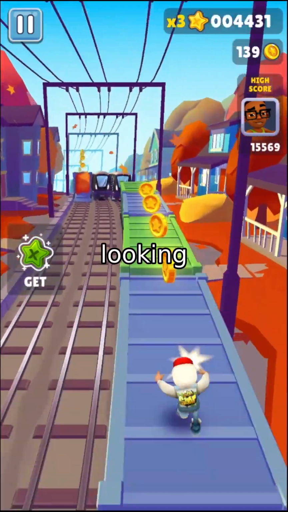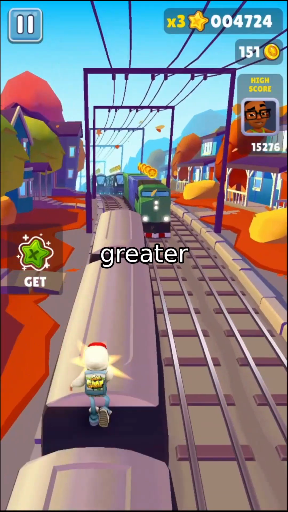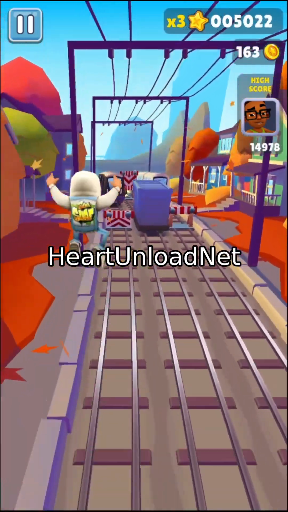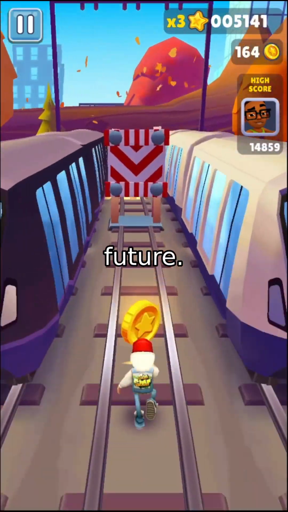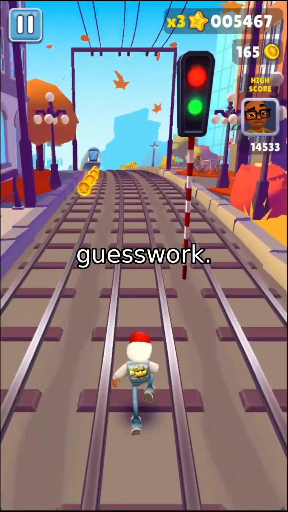But the team's already looking ahead, aiming to model the entire heart cycle and add physics-based constraints for even greater accuracy. In a world where AI is reshaping medicine, HeartUnloadNet isn't just a tool, it's a glimpse into the future. A future where heart health is understood faster, more accurately, and with less guesswork.